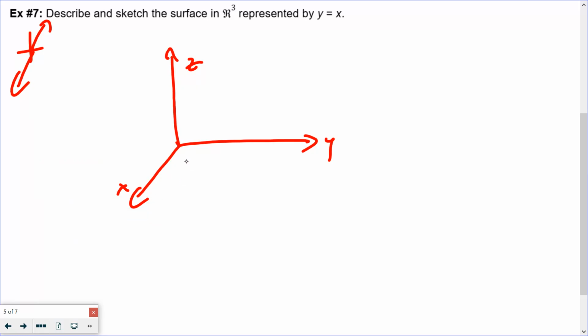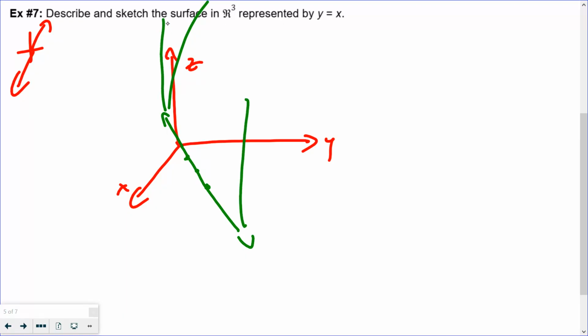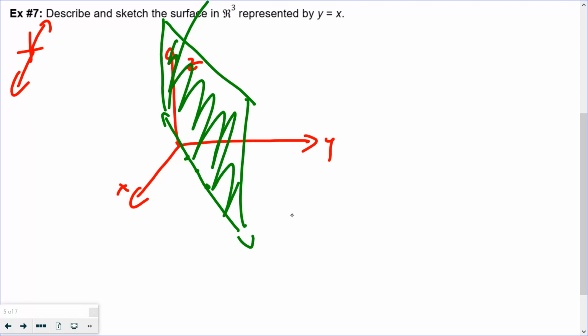Well, it looks like z could be anything. But when x is 1, y is 1. 2, 2, 3, 3, right? Kind of jetting out in both directions. So it kind of looks like that, right? It will go back out in that direction too. Okay, but z could be anything. So if z can be anything, then it would jet straight up, kind of parallel, and we shade it in. Okay, can you kind of visualize it?